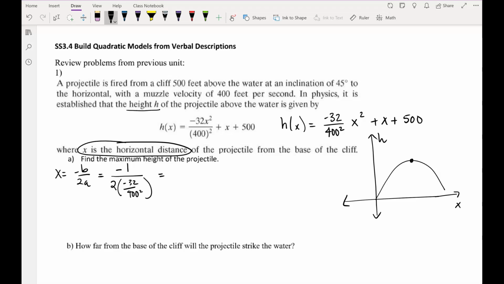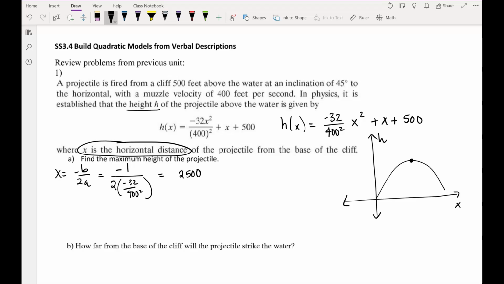Now, at this point I'm just going to bust out my calculator to see if I can make this slightly prettier. I'm just doing the denominator to simplify, okay? 32 divided by 400 squared times 2, and then 1 divided by that answer. So this is, students, 2500, okay? Because you have a negative divided by negative, so it's just positive. So x is currently at 2500.